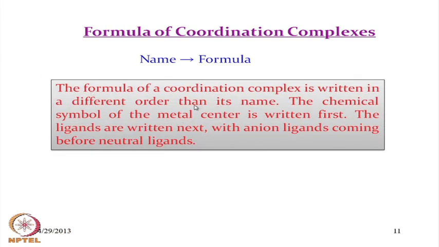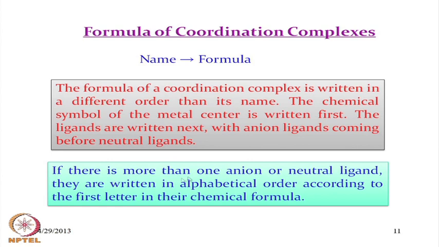In a different order than its name, the chemical symbol of the metal center is written first, the ligands are written next, with anionic ligands coming before the neutral ligands. If more than one anionic or neutral ligand is present, they will be written in alphabetical order according to the first letter in their chemical formula. So, these are the different things that we consider in the naming of the ligands, with anionic ligands coming first before the neutral ligands.